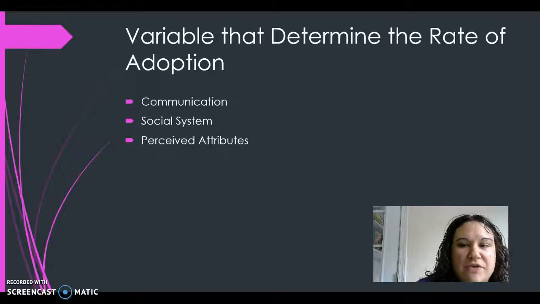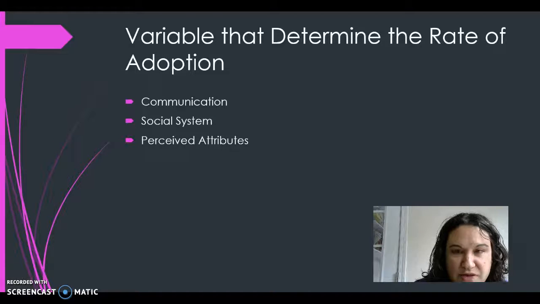So variables, there are many variables that determine the rate of adoption. I just listed a few here. Communication, this is a big one that kind of spoke to me. If the lines of communication aren't open or aren't properly handled, this can definitely change the rate or slow the rate of an adopted idea.